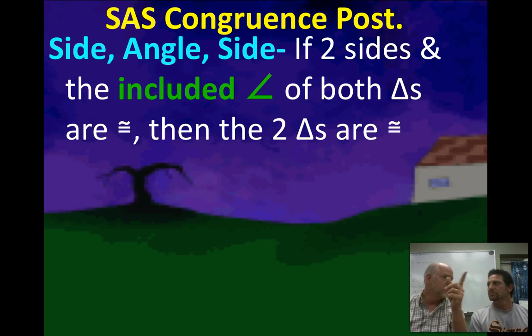And it has to be the one that corresponds to the angle in between the two sides of the other triangle. So the theorem reads, if two sides and the included angle of both triangles are congruent, then the two triangles are congruent. Okay? And you can't skip around. You can't go, you know, this side, that angle, and that side. They have to be right in order.